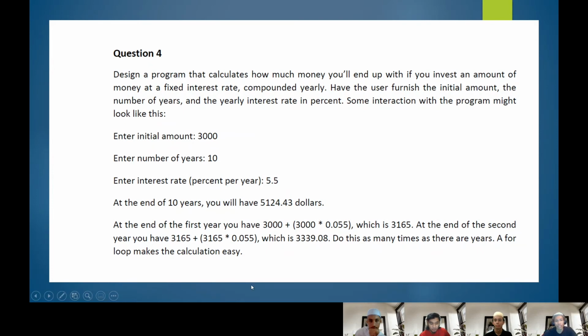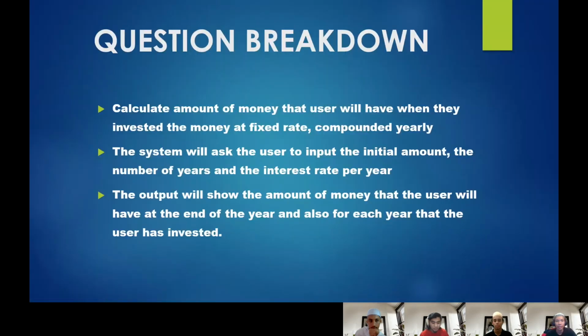This is the question. So I had to break down this question into details, which is firstly, I will calculate the amount of money that the user will have when they invest at a fixed rate and compounded yearly. Next, the system will ask the user to input the initial amount, the number of years, and also the interest rate per year. And lastly, the program will show the output, where the amount of money that the user will have at the end of the years and also for each year that the user has invested.